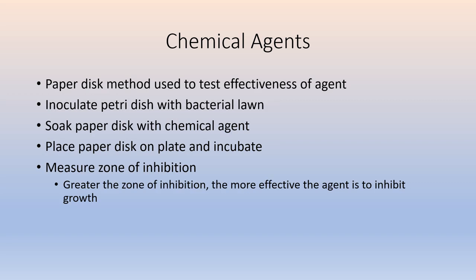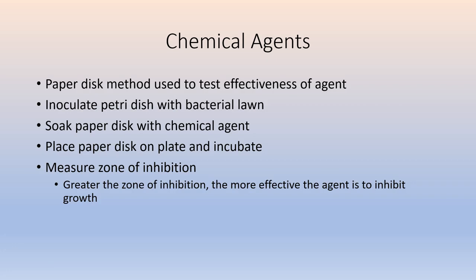Usually this is tested by the paper disc method to see how effective a particular agent is. You inoculate the petri dish with the bacterial lawn, and then you take the paper disc and you soak it or saturate it completely with whatever chemical you're testing. Place that paper disc on the plate, and then you're going to incubate it. After incubation of typically 24, maybe 48 hours, then you're going to look at the plate with the various discs on them and measure the zone of inhibition.